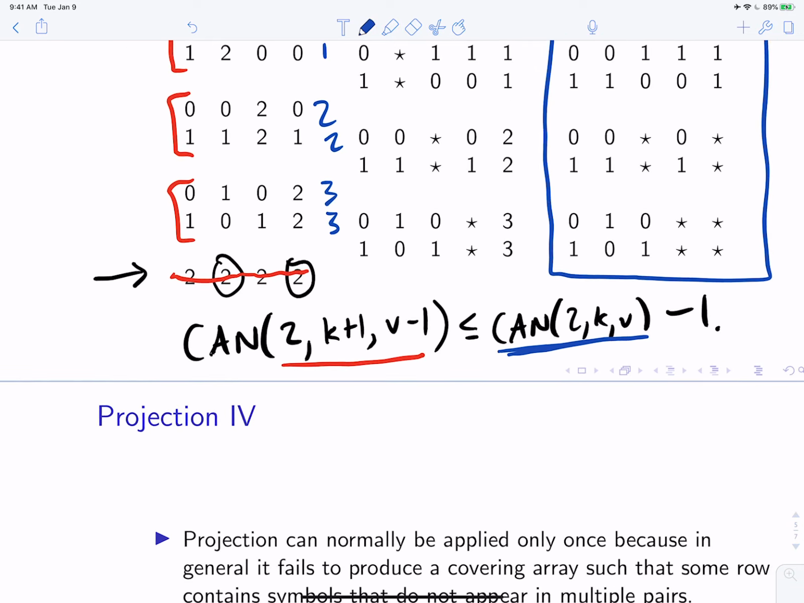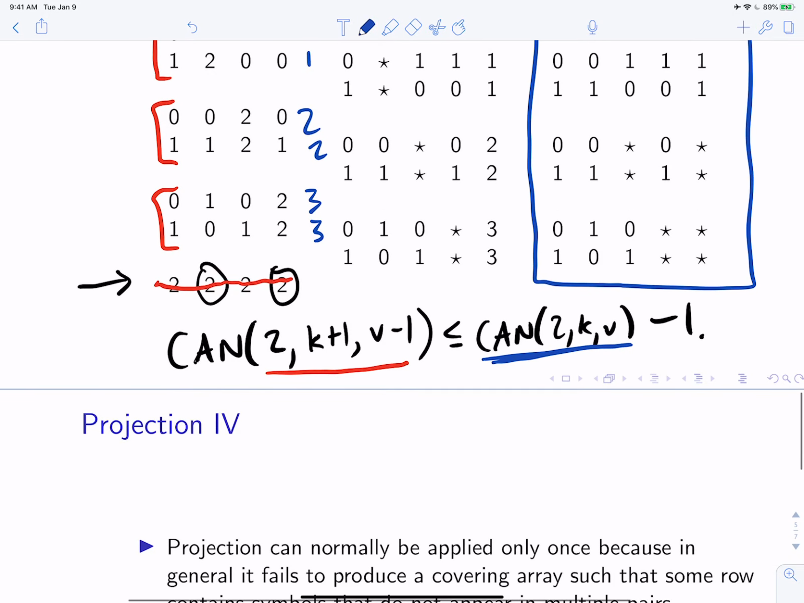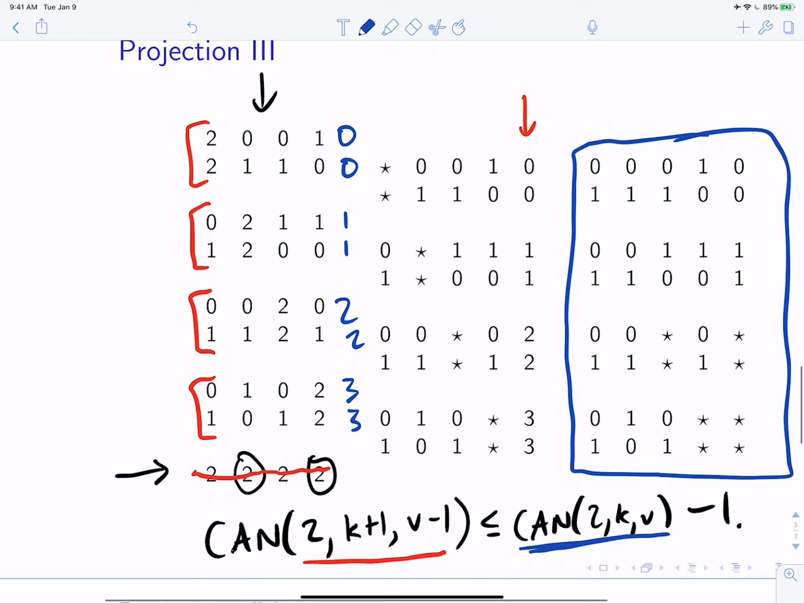Any questions? Yeah. Can you explain the theory again? I'm a little bit confused here. Yeah, so I'm not going to explain the entire reason why this is the case, but so in the original array, we're standardizing on the 2's here. So then the method says delete the row of all 2's.